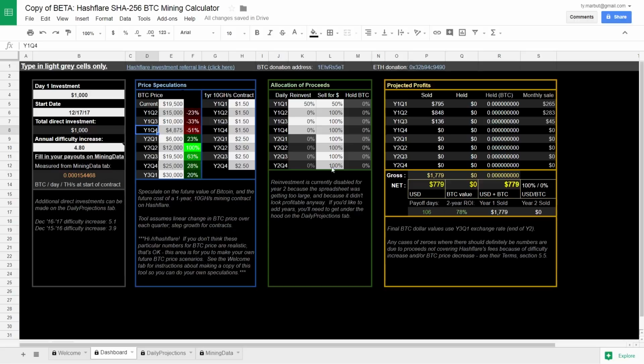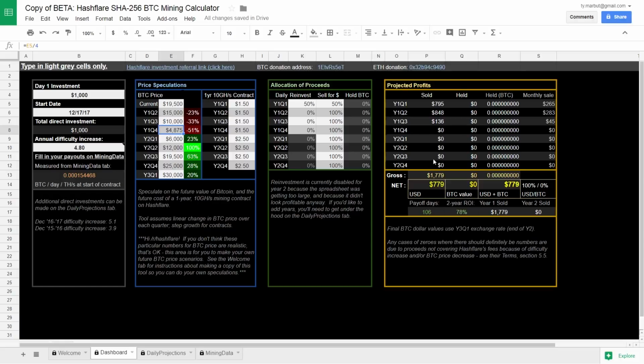Now, what I'm referring to is I built into this calculator a policy that Hashflare has, which is in their terms, section 5.5. It says that if your contract goes sub profitability, that means you don't make as many Bitcoins per terahash per day as the fees per terahash per day, then they suspend all your mining operations. And if in 21 days the price and/or difficulty haven't returned to where it would be profitable, they terminate your account or they terminate your mining contract. And so it looks like that happened here. It looks like by Q4, when it had dropped down so far, we weren't making the fees.